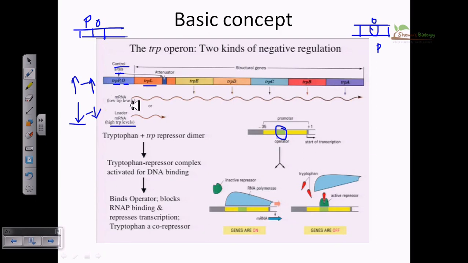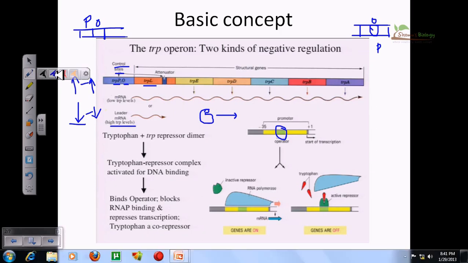But only when there is a high amount of tryptophan inside the cell, that signifies something else. That signifies that we have a sufficient amount of tryptophan, so don't waste your energy producing much more tryptophan. Block the tryptophan operon. In those situations, what will happen? Some of the tryptophan amino acids can come and bind with those repressors. For example, say this is the repressor, whose structure is modified as in the previous case, not favorable to bind with the operator. Now there is a lot of tryptophan inside the cell, so tryptophan will come and bind with it.